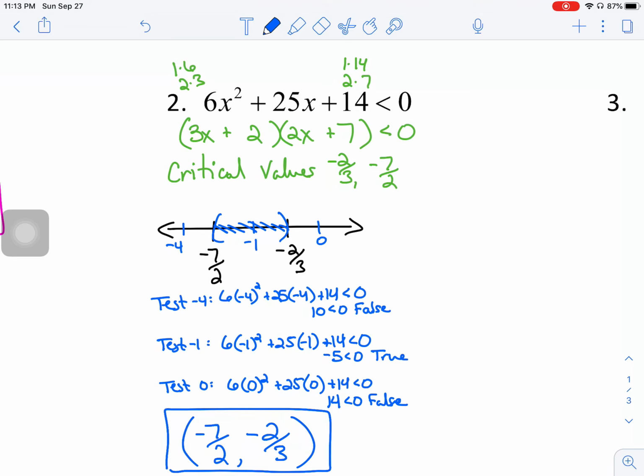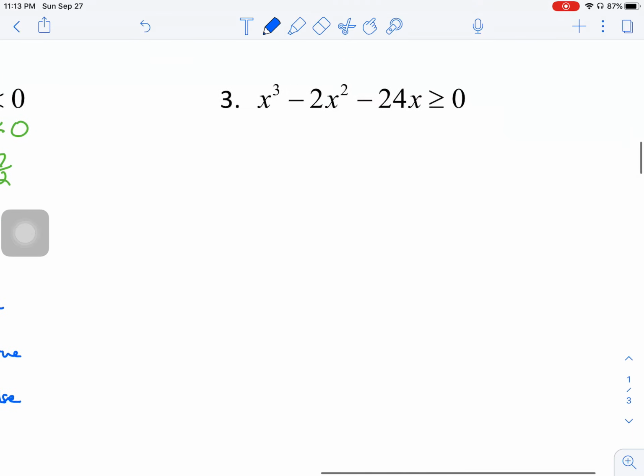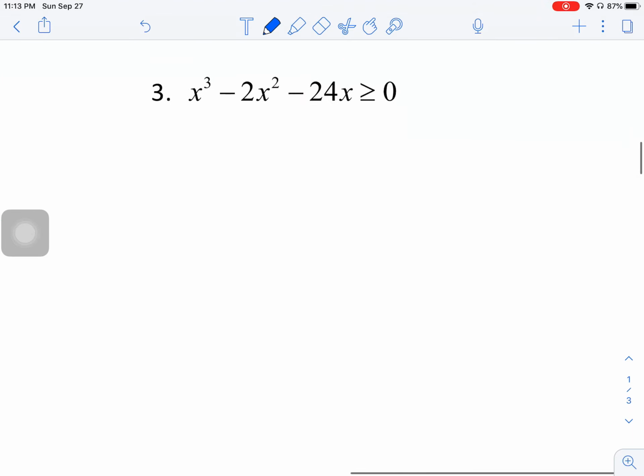I'm going to do one more in this video. This is going to be number 3. For number 3, I notice right away that all 3 of the terms on the left side share a common x. What you want to be very careful about is that you factor the x out. Do not divide the x out. If you divide by x, you will lose a critical value that will completely throw off your answer set.